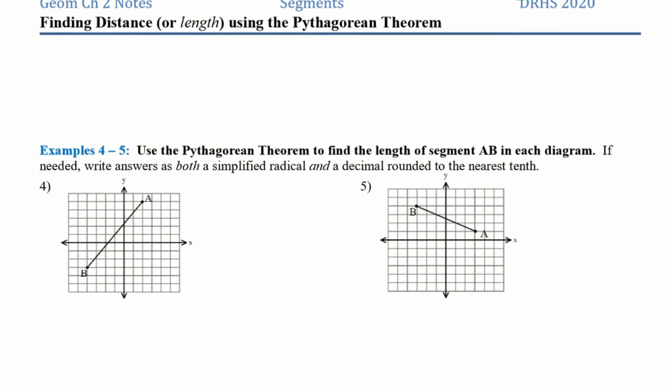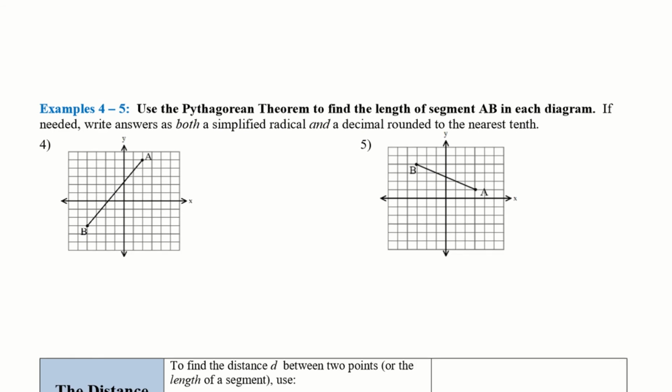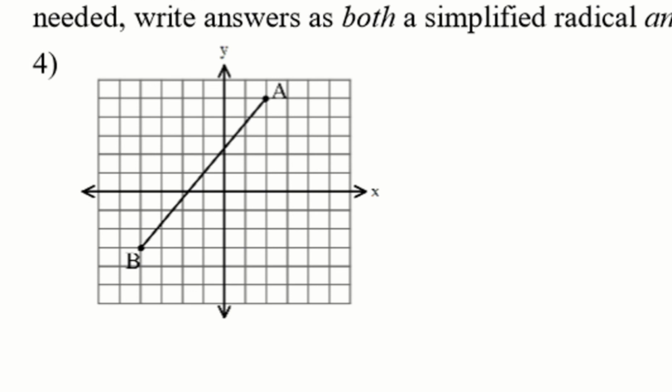Okay, let's use the Pythagorean theorem to find the length of segment AB in each diagram. What that means, let me zoom in a little bit, is I'm going to create a triangle, and this is my c value. Then I have a over here and b over here. It really doesn't matter if a is on the bottom or b. They're both the legs, and we're both squaring them and adding them.